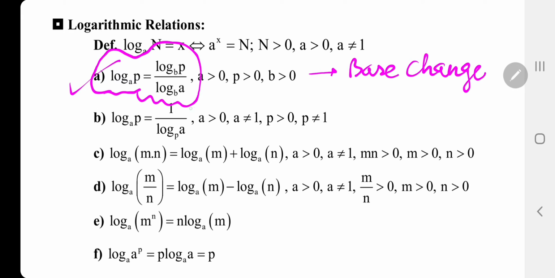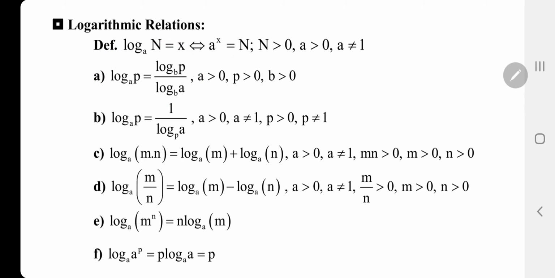If you see the RHS of this formula, we have log of p on a new base b over log of a on the new base b. Whatever new base has to be used, we will simply put that new base, and we will take log of p over log of a, if that is what was given in the LHS. And again we have some restrictions, as you can see.